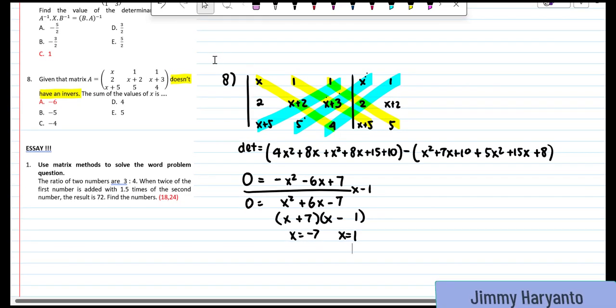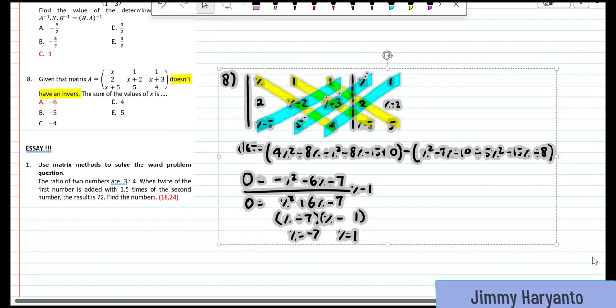The last one is for number 1. SI questions. Number 1, the ratio. From the test, I can see that you guys cannot translate the ratio. Some students say things like 3x equals 4y. It's not like that. Ratio means fraction.